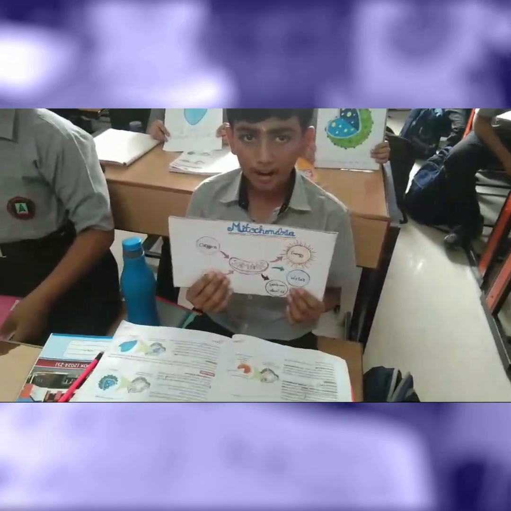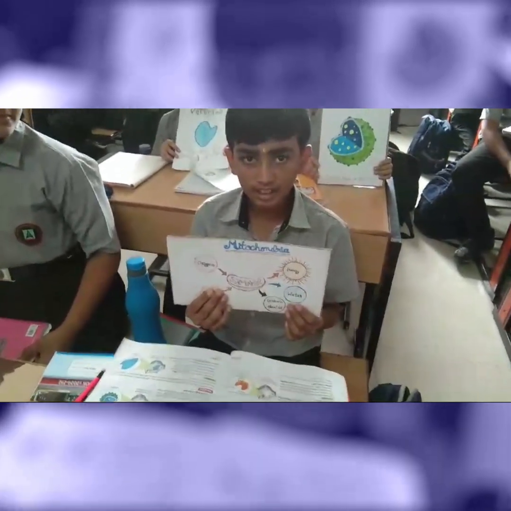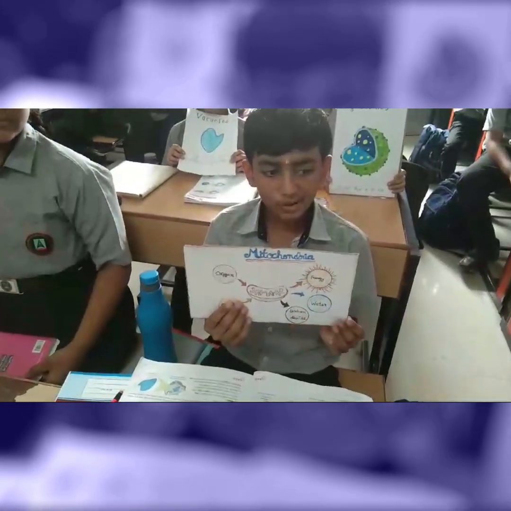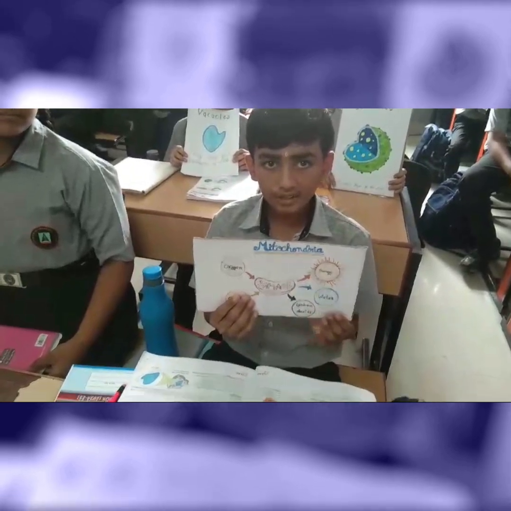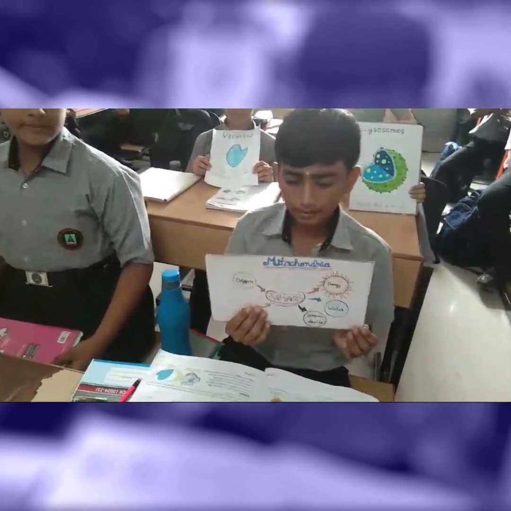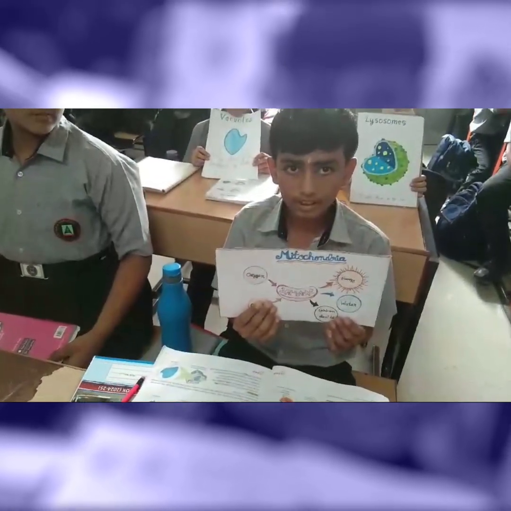Mitochondria are the powerhouse of the cell. During cellular respiration, they release energy, converting glucose from digested food into energy. They provide energy to cells for aerobic respiration.